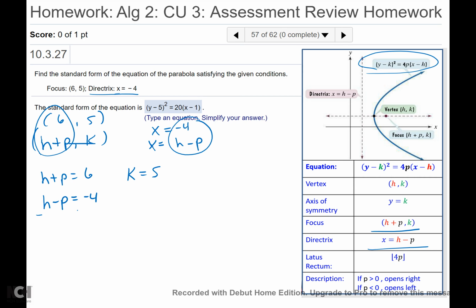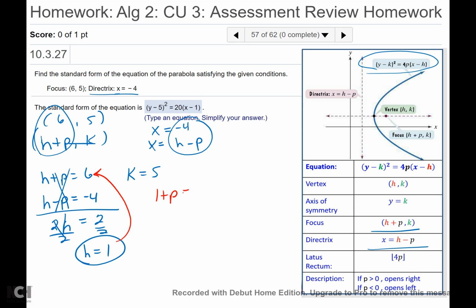Just like h plus p had to equal 6, h minus p has to equal negative 4. So now I have this system of equations where the p's will always cancel out, which gives me 2h equals 2, divide by 2, and h equals 1. If I substitute that into either one of the original equations, I can solve for p. So if I substitute it there, I have 1 plus p equals 6, minus 1 minus 1, p equals 5. So p equals 5.